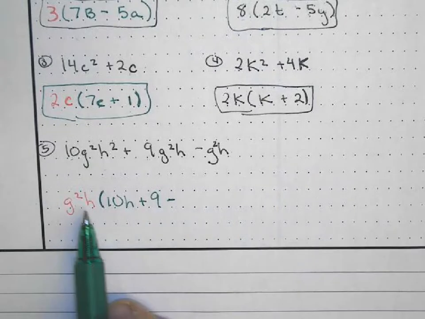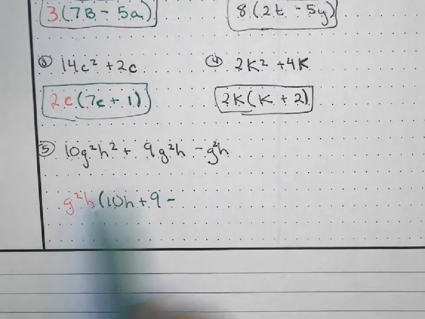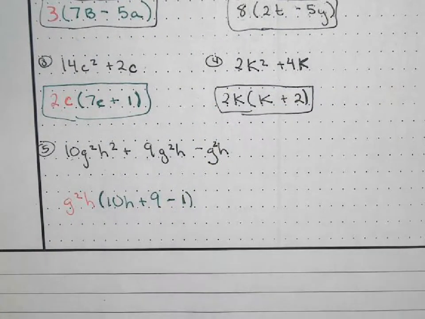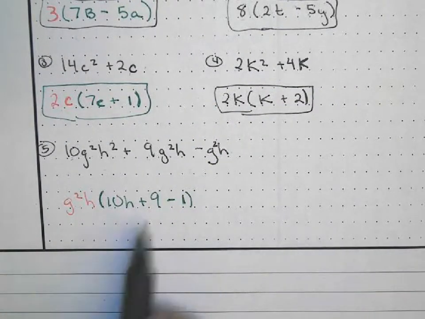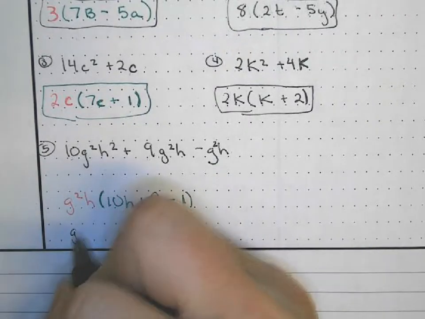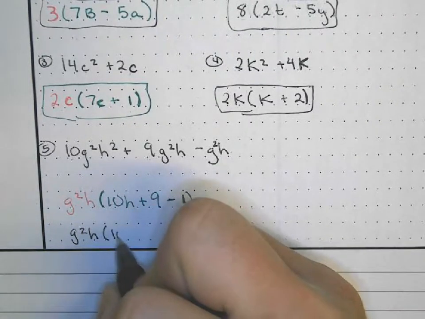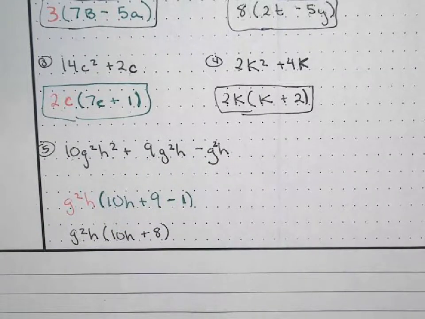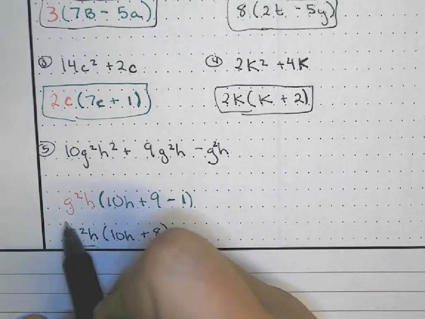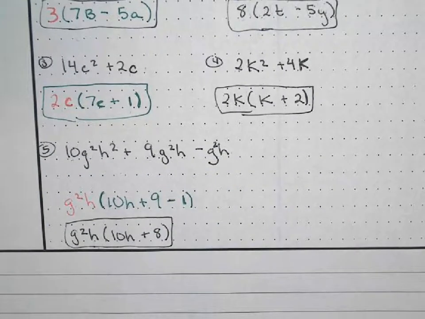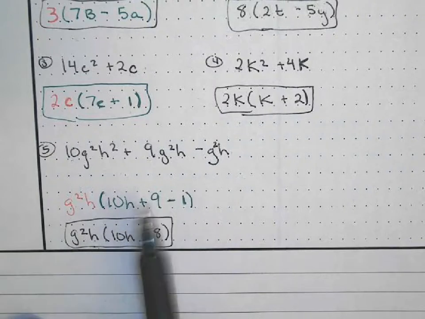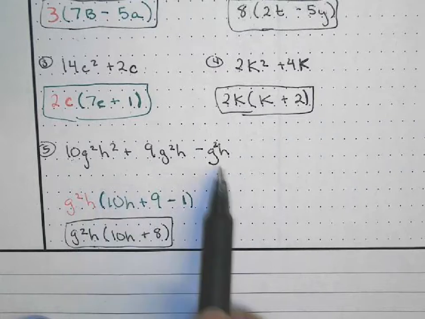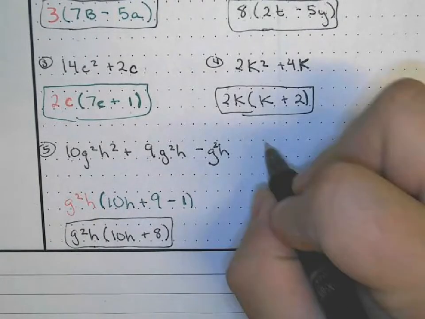And then if I factored out a g squared and an h from this whole term, we still have 1 left behind. And then we'll want to clean it up by combining like terms. So we have g squared h times 10h plus 8. So that's how a little bit more complicated one looks, where we're just looking for that commonality between each term and then factoring that out.